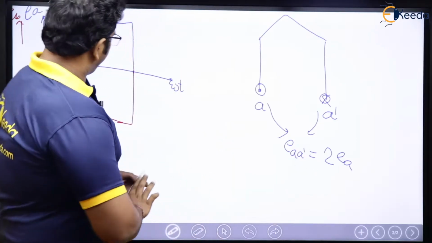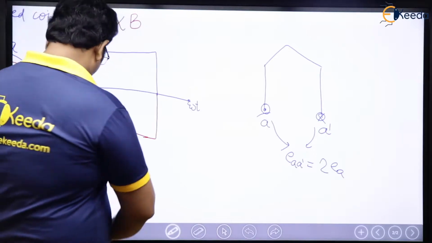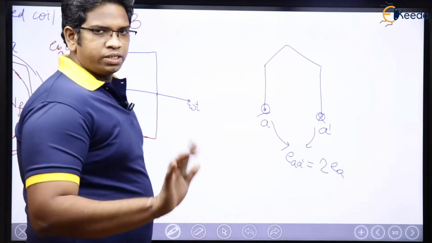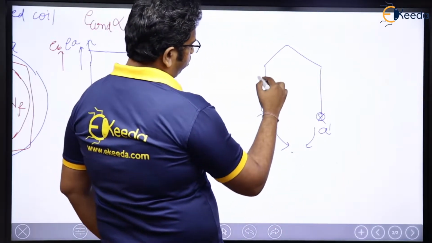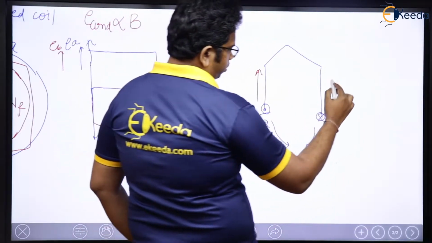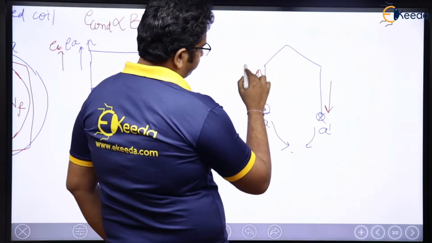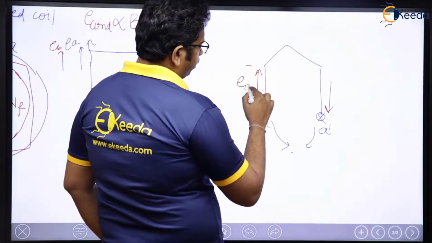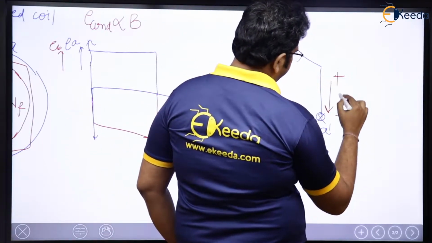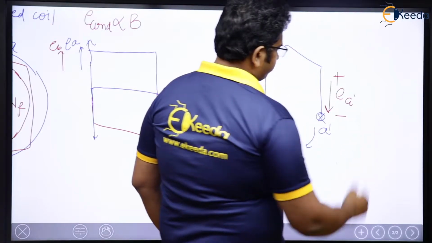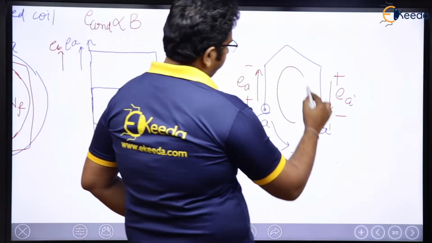Which means what is going to happen? I need to add these two. Simply apply KVL. See here, if you don't understand anything, just simply apply KVL. This is dot, dot means into. If this is dot, then it is considered as plus minus, and this is going to be EA. And if this is cross, then it is indicated as minus plus, and this is going to be EA dash. Now, if you just apply KVL here, what do you get?